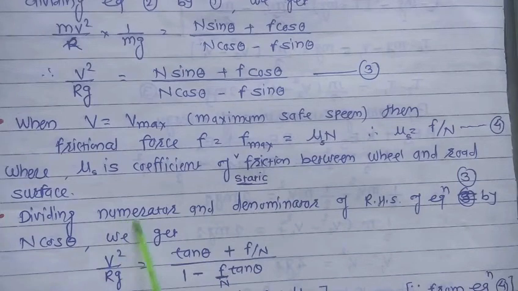Now dividing the numerator and denominator of right hand side only of equation 3 by N cos theta, here what will happen? We get v square upon rg, LHS as it is. Divide this N sin theta by N cos theta. N will get cancelled. Sin theta upon cos theta, tan theta. Similarly, dividing this by N cos theta, N cos theta gets cancelled, we get F upon N. Denominator: N cos theta upon N cos theta is 1, minus F sin theta upon N cos theta, we get F tan theta upon N.